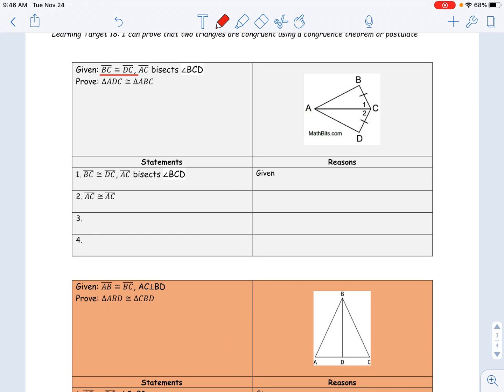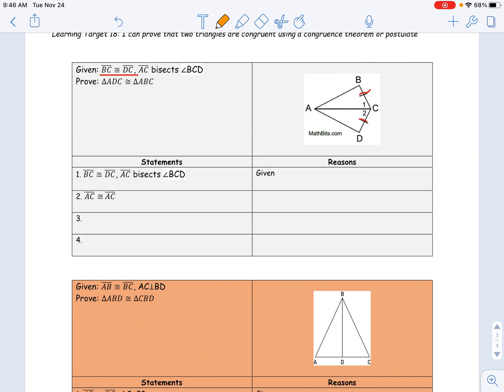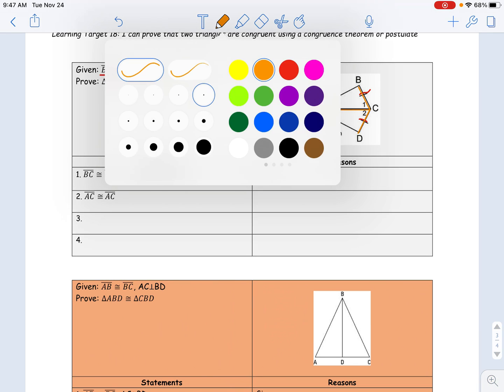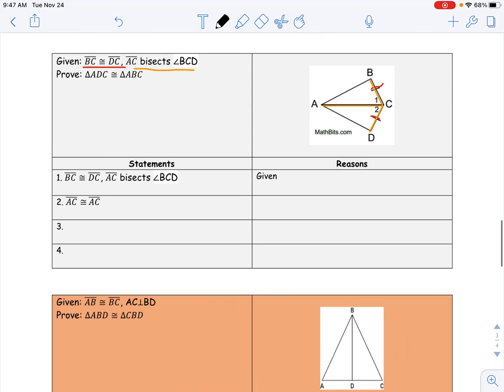BC is congruent to DC, already marked. AC, ooh, I love this one, so great. AC bisects angle BCD. So that's saying that this segment bisects this angle. Ooh, I wonder what that's going to result in. Anywho, before we get too excited to start drawing everything, let's focus on the table.